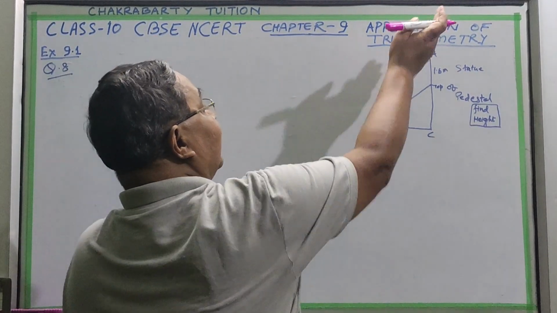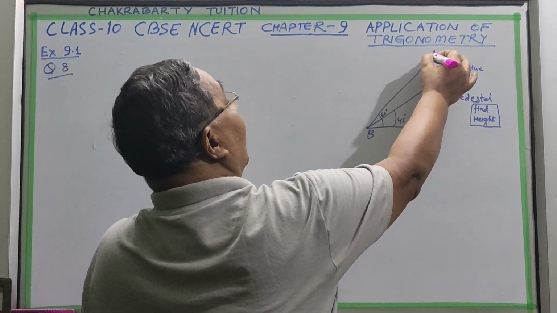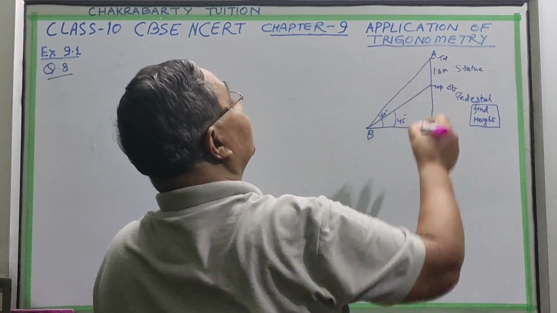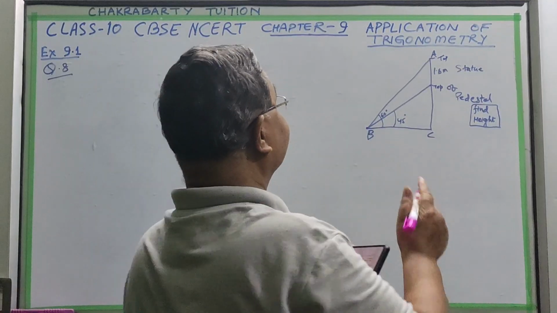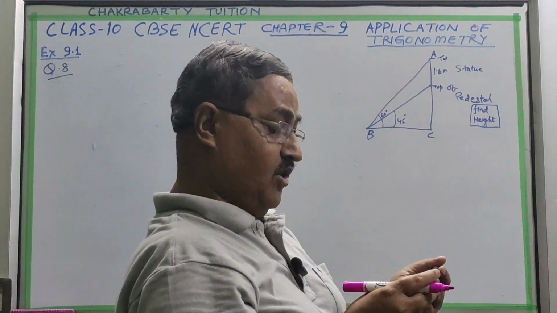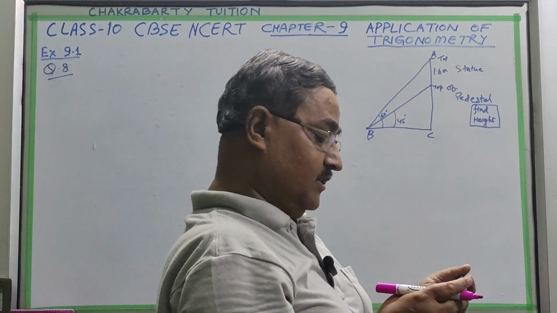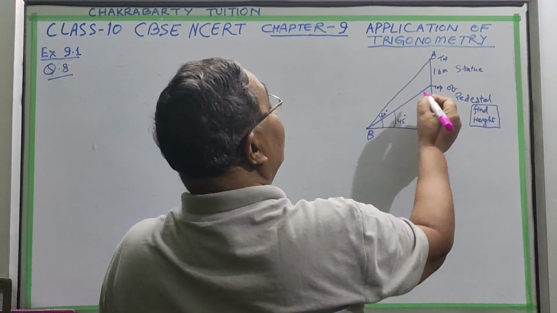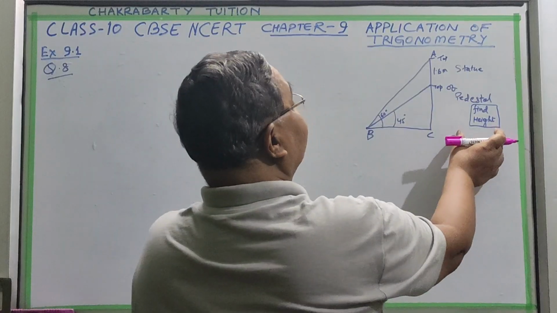angle of elevation of the top of the statue, this is the top of the statue, is 60 degrees, meaning this is making 60 degrees. And from the same point, the angle of elevation of the top of the pedestal, from here to the top of the pedestal, is 45 degrees. Find the height of the pedestal.